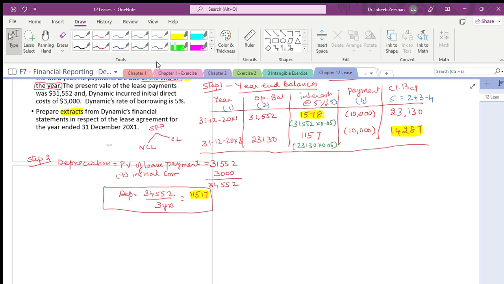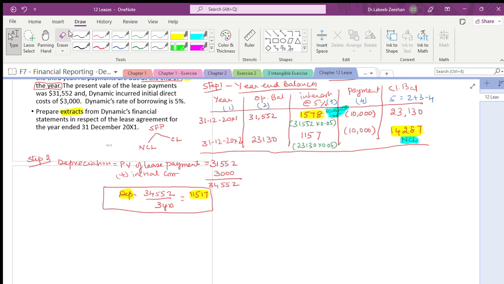See, now I will put it very clearly here. This is with respect to depreciation. This is with respect to finance cost. How much is the finance cost? 1578. And this is the non-current liability. This is the finance cost. And this is the non-current liability.